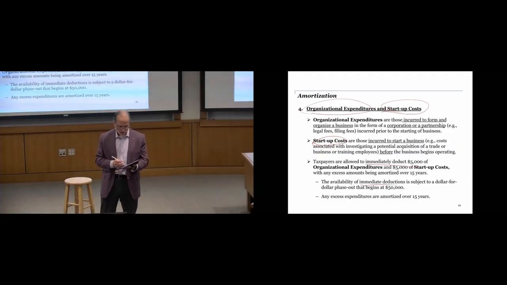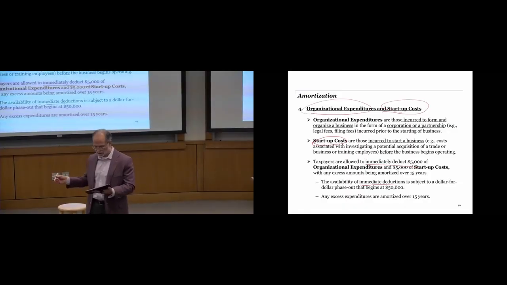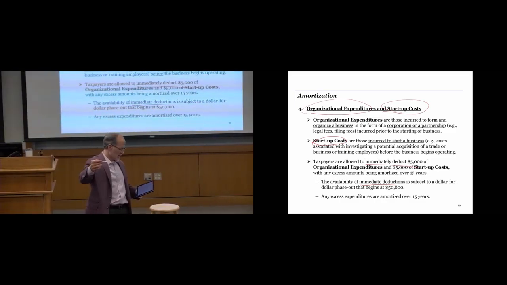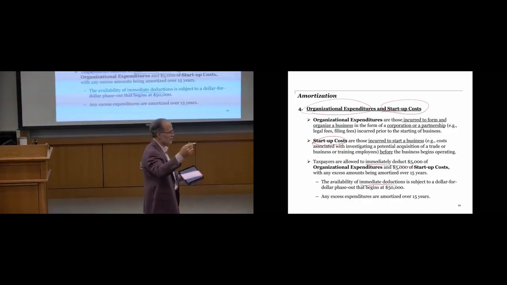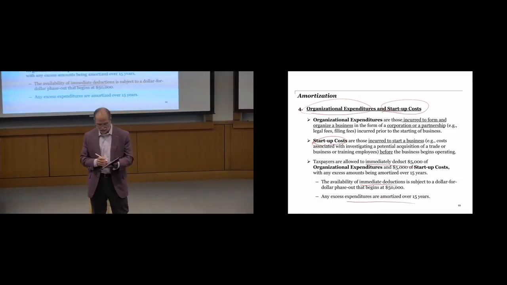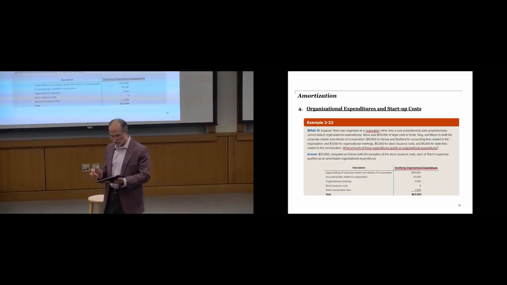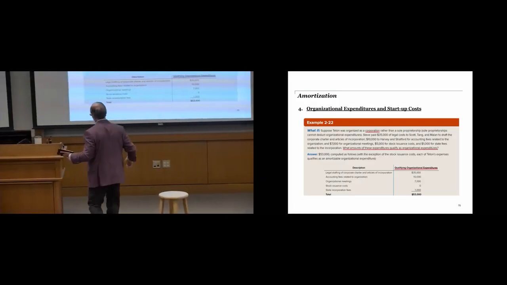The availability of immediate deductions is subject to a dollar per dollar phase out that begins at $50,000. So if you're spending a lot of money on your startup and organizational expenditures, then the government's going to start haircutting that. The excess expenditures are amortized over 15 years. So let's do a couple of examples here.